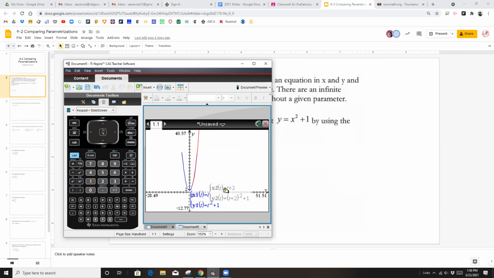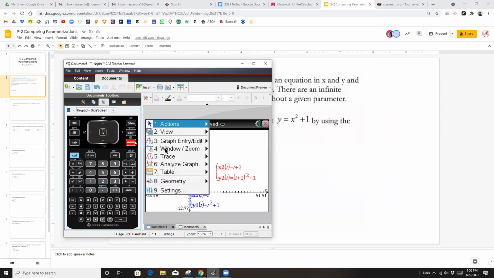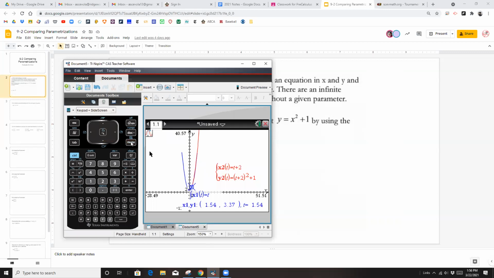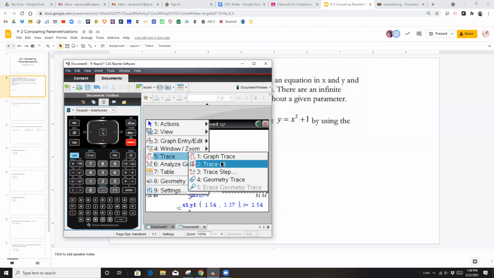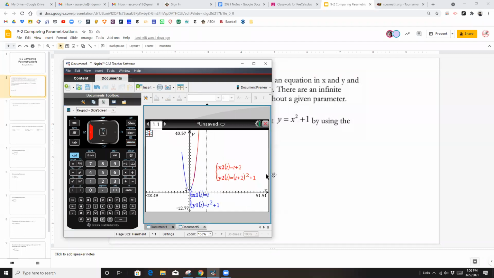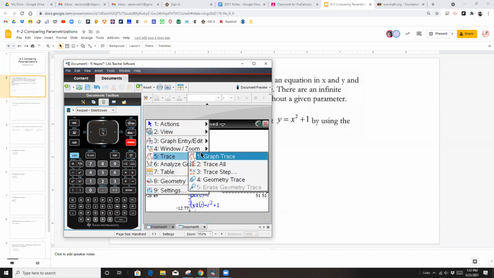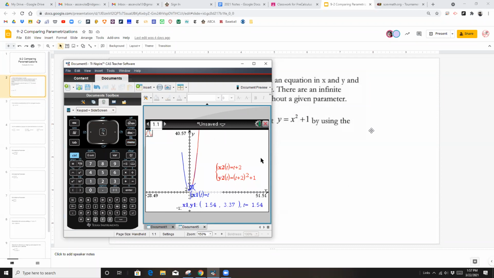All right, now notice how the graphs overlap, but because we changed the parameter, like what x equals, now the graphs look different for different values of t. What do I mean by that? If I trace it, I wonder what happens if I do trace all, I'm not sure. It doesn't work for parametric. So to show what I mean, if I do trace, okay.